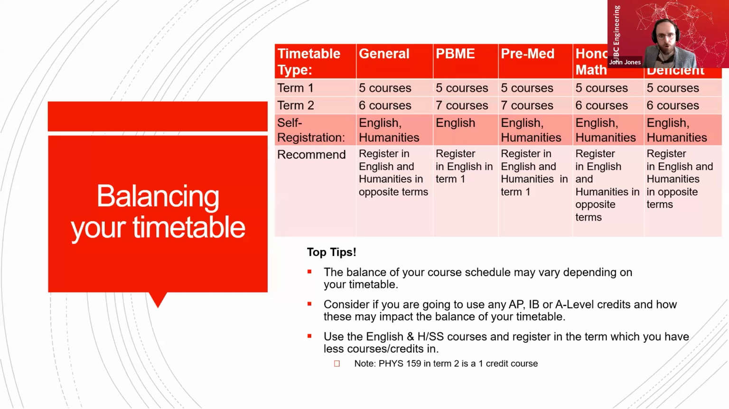So that is a small group of not pre-biomedical students, but students who are on a pre-med pathway, so hoping to go to med school after. And then there are honours math and phys deficient students there as well, who should also register in opposite terms. That gives you a bit of an initial impression of how most students should consider things.